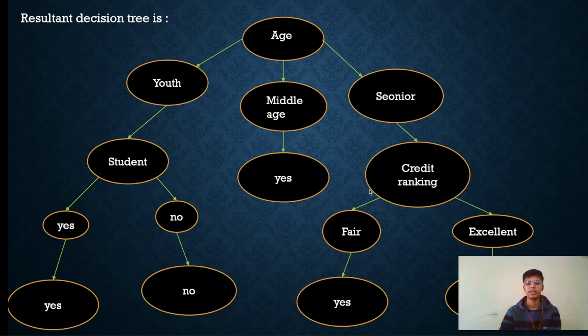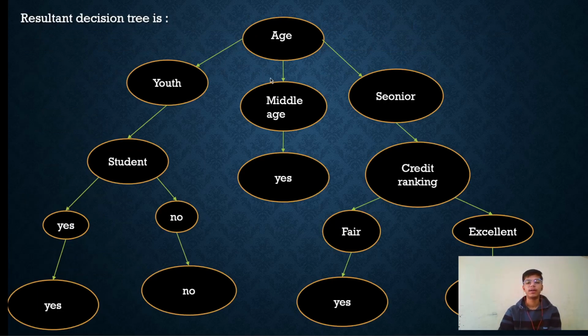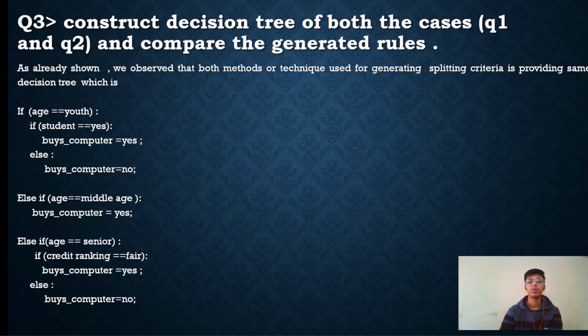will be like this. And now our third question is: construct a decision tree of both cases, question 1 and 2, and compare the generated trees. Here you can see that I have already shown the resultant decision tree with respect to both approaches.